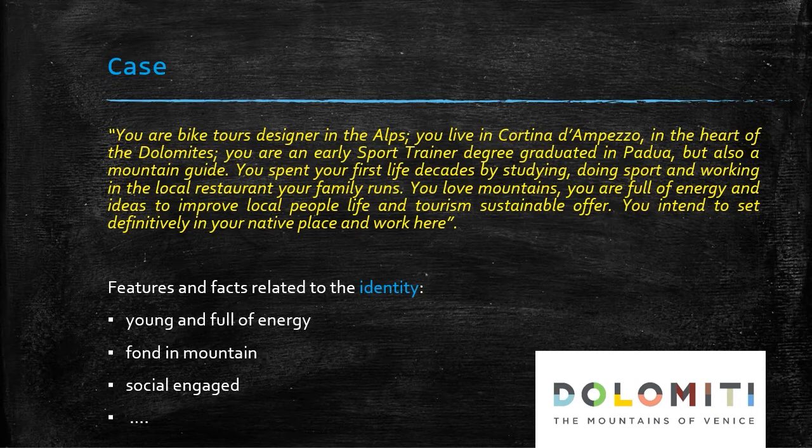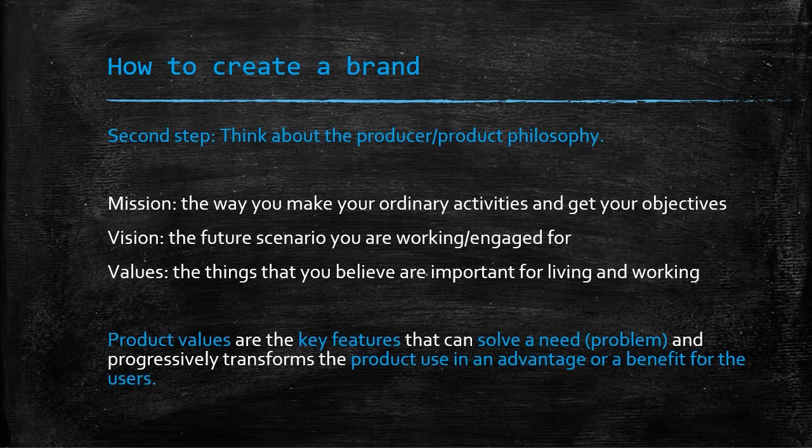Your identity could be resumed in the following features and facts: young and full of energy, fond of mountains, socially engaged. Second step. Think about the producer, product philosophy. This term refers to the mission, the vision and the values related to a producer or to the products. The mission refers to the way you make your ordinary activities and get your objectives. The vision is the future scenario you are working, engaged for. The values are the things that you believe are important for living and working. They determine the priorities of your decision.